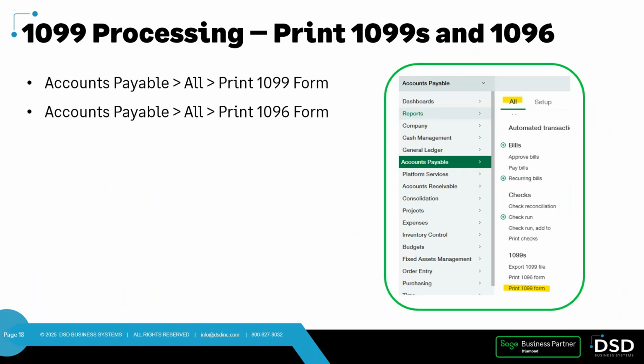Now it's time for 1099 processing. If you are going to print your own 1099 forms or your 1096 form, if you're lucky, you can do so out of accounts payable. You go to accounts payable, print 1099 form, print 1096 form. It's pretty self-explanatory once you get in there.